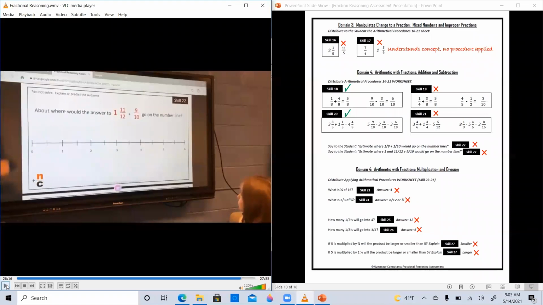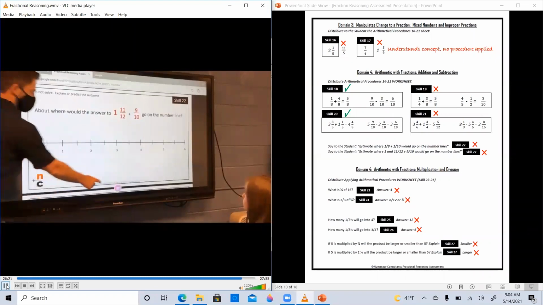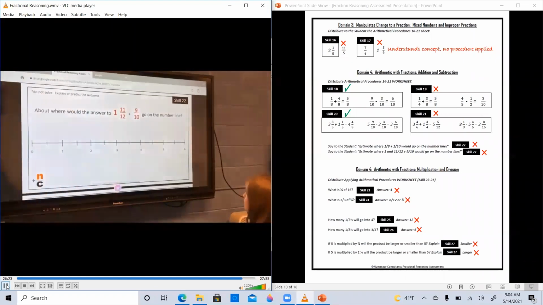Now this one, think about it, 1 and 11/12 is essentially 2, 9/10 is essentially 1. You're looking for an answer that's around 3. Now about where would the answer to 1 and 11/12 plus 9/10 go on this number line? About where do you think it would go?